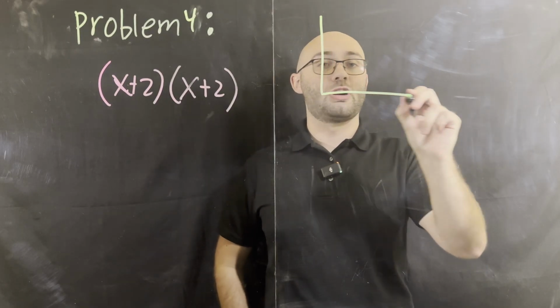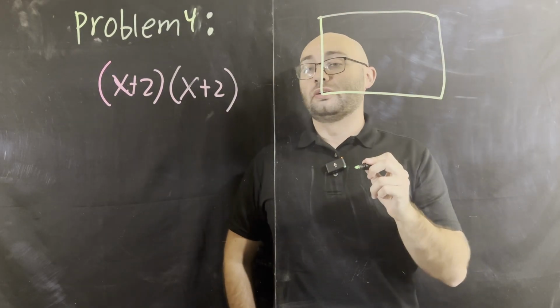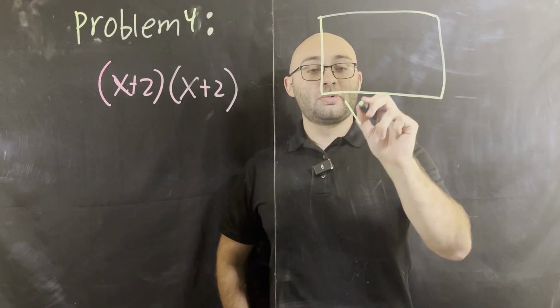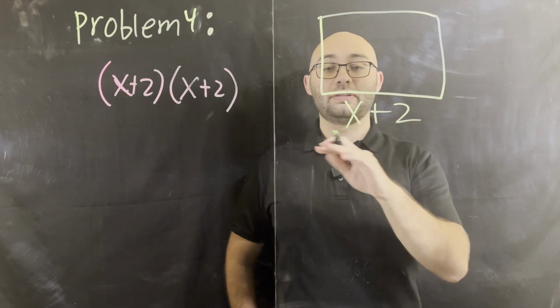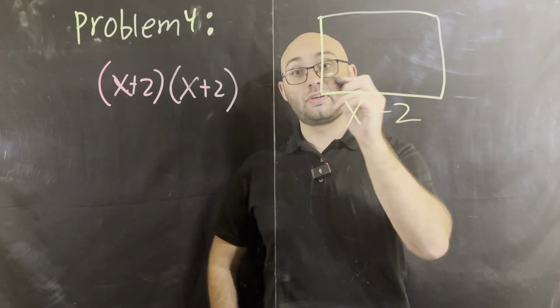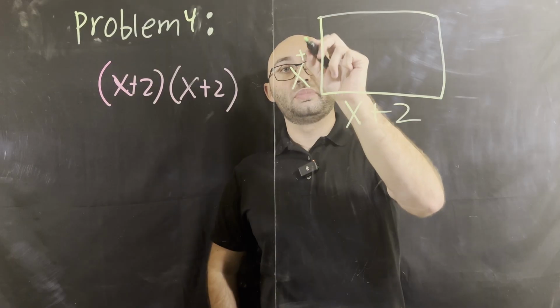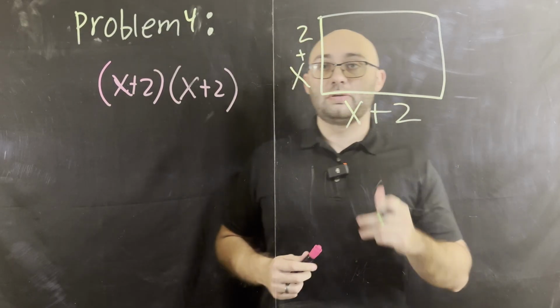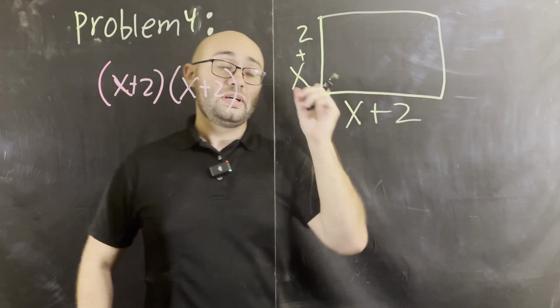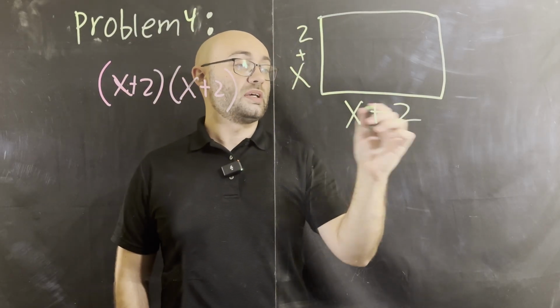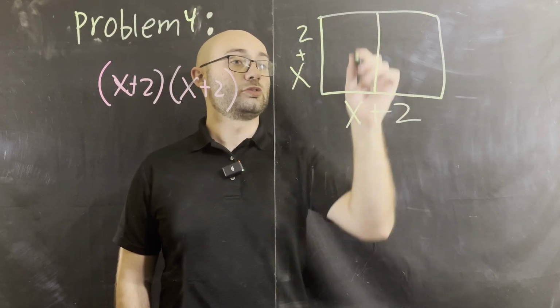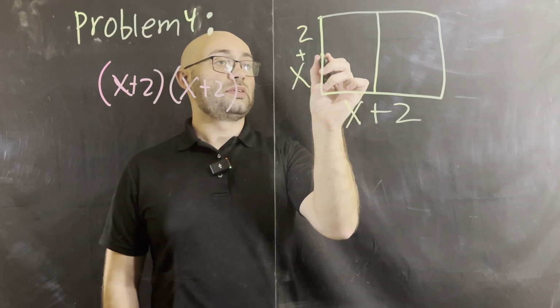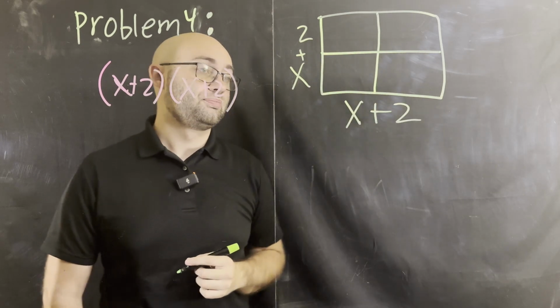Okay, let's see, draw our rectangle. And on the bottom, I'm going to do x plus 2 as the base. And for the height, believe it or not, I'm going to do x plus 2. Now I have my base and my height set up. We need to separate this rectangle out. Here I have a plus sign separating these two parts, so I'm going to draw a line.